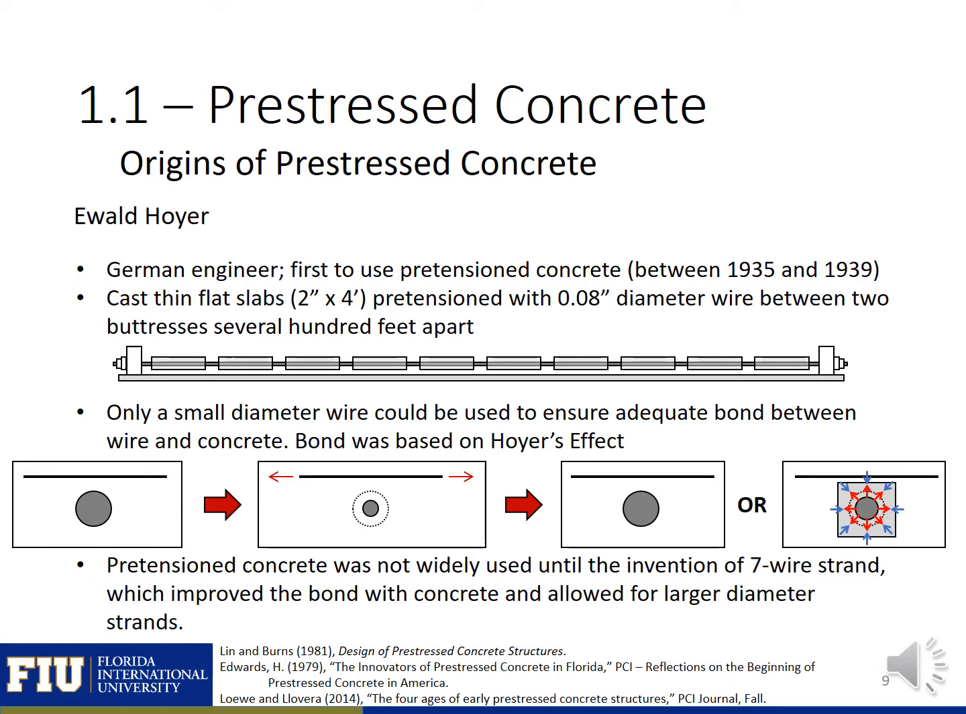Hoyer, a German engineer, was the first to use pre-tensioned concrete, where strands are tensioned before the concrete is placed and no anchorage devices are used. One of the first things he constructed using pre-tensioned concrete was thin flat slabs, which were pre-tensioned with very small diameter wire between two buttresses at the ends, as shown here. Only a small diameter wire could be used to ensure adequate bond between the wire and the concrete.